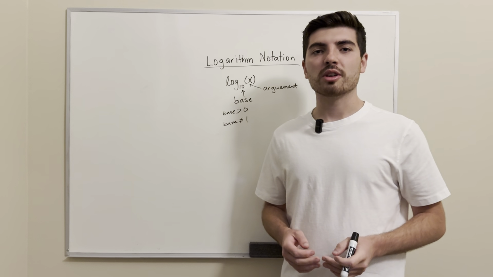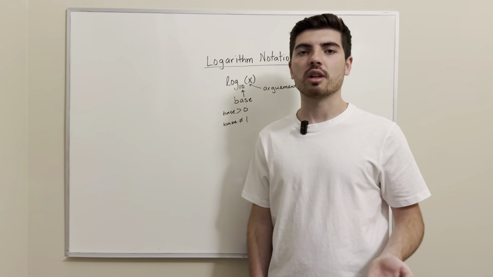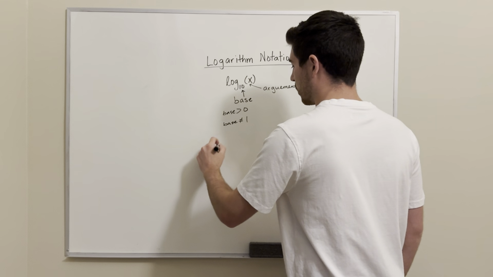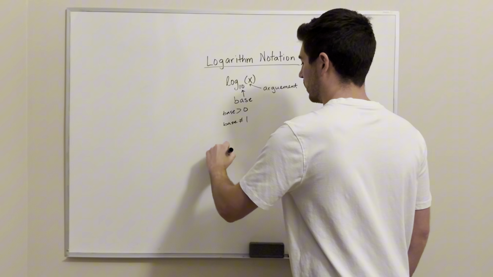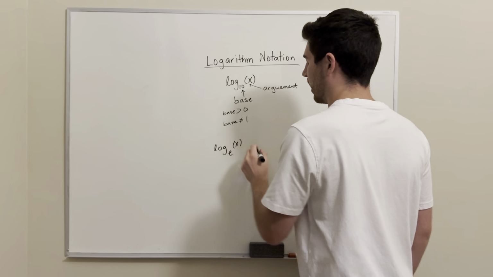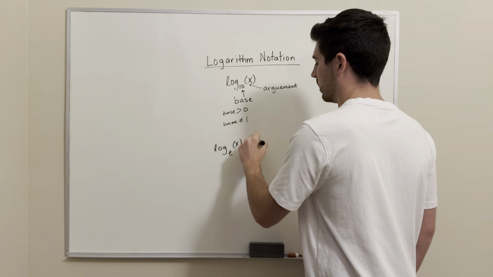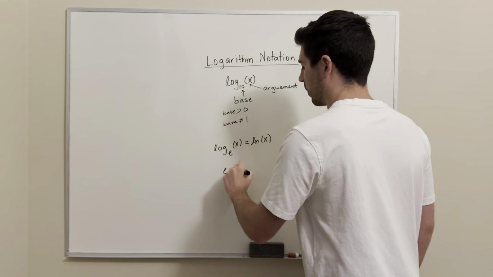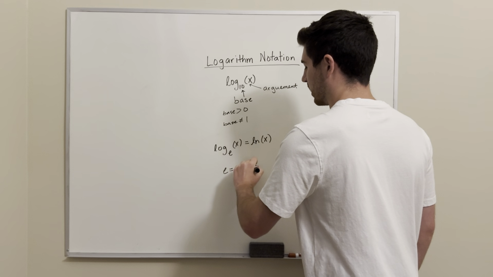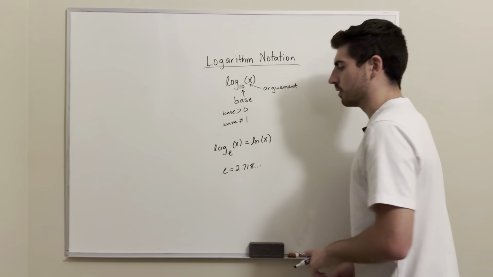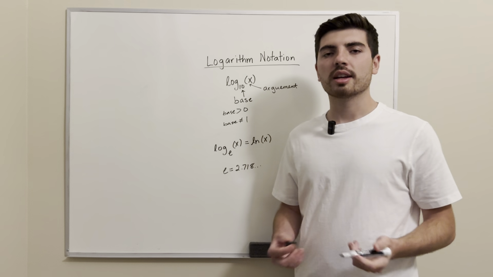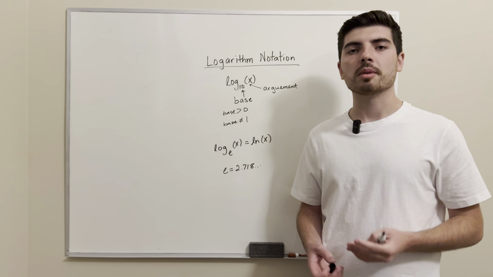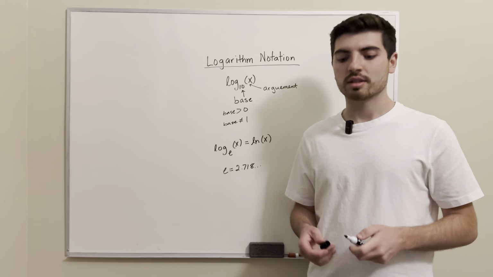There's another very special type of logarithm called the natural logarithm, which has base e. So we can write log base e of x is equal to ln, or the natural log of x, where e is Euler's number 2.718 off to infinity. And the reason it gets a special notation is because of how frequently Euler's number shows up in math, science, and finance.